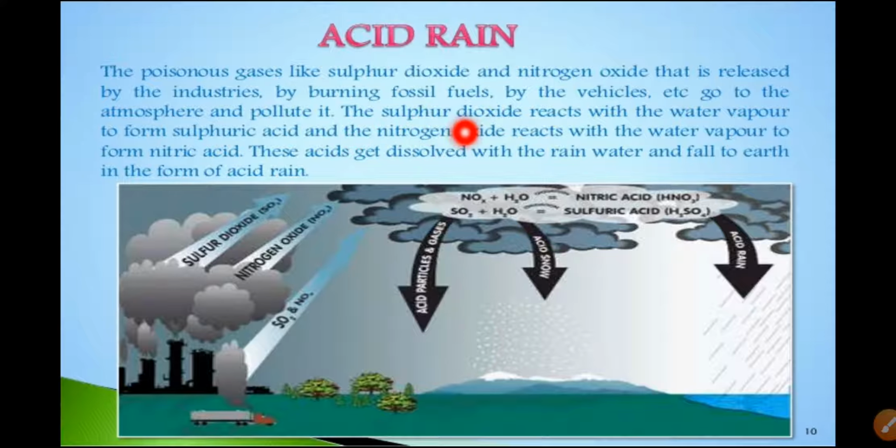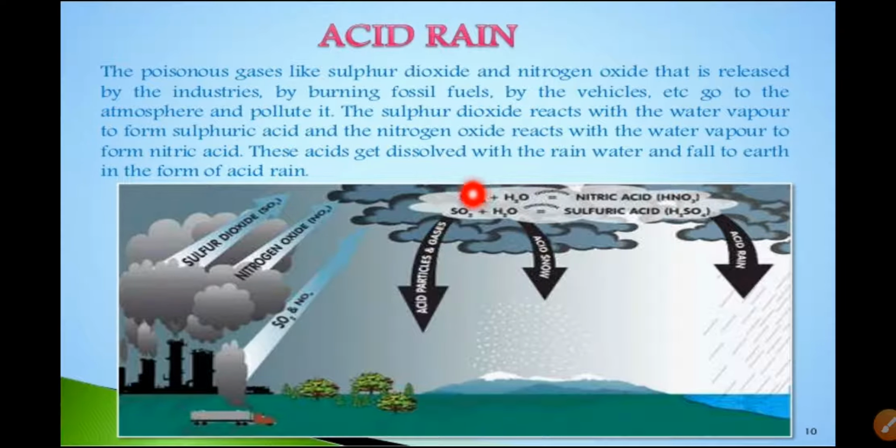Now see, sulfur dioxide reacts with water vapor to form sulfuric acid, and nitrogen oxide reacts with water vapor to form nitric acid. We know that water vapor is present in the air, and when nitrogen oxide and sulfur dioxide gases get mixed in the air, they react with the water vapor. Water vapor means H2O. When nitrogen oxide reacts with water, it forms nitric acid, and when sulfur dioxide reacts with water vapor, it forms sulfuric acid, and both are acids. So these acids get dissolved in the rainwater and fall on the earth in the form of acid rain.